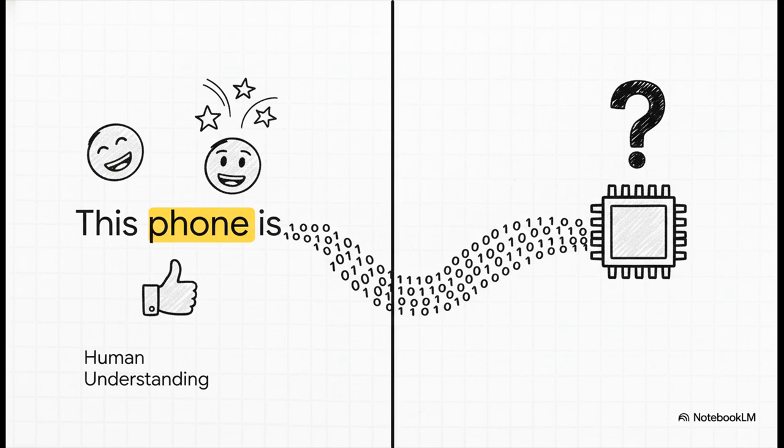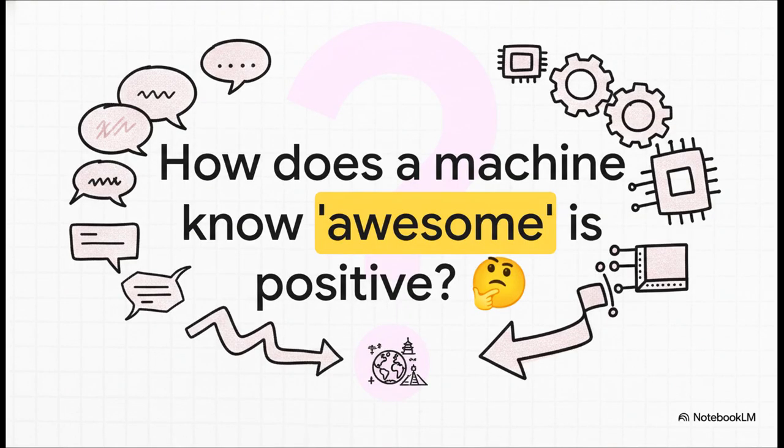But what about a machine? To a computer, that's just a string of characters and symbols. It doesn't get emotion, it doesn't get context. It just sees code. And that really is the big question, isn't it? How do we get a machine that thinks in pure logic to understand our messy, slang-filled, and super nuanced human language? They don't exactly get sarcasm out of the box.